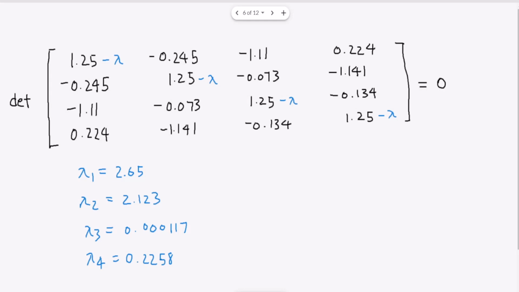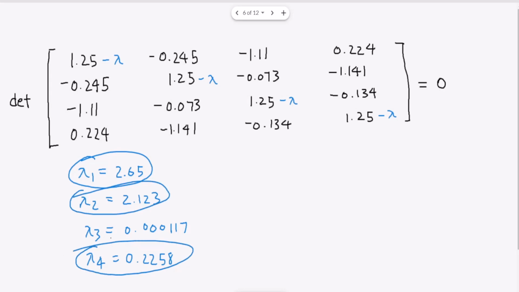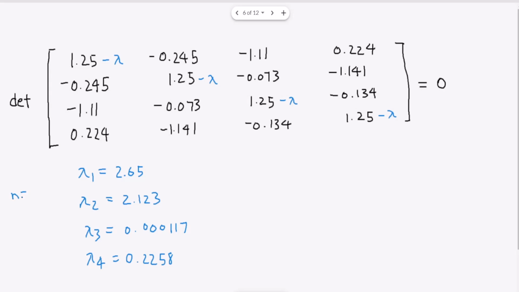When we pick our top principal components, we are going to pick the ones with the largest eigenvalues. This just means that these eigenvalues, and the eigenvectors they correspond to, explain the largest percentage of variance. If we wanted to pick the top 3 principal components, we'd pick these. But for our purposes, let's take n equals 2 principal components.